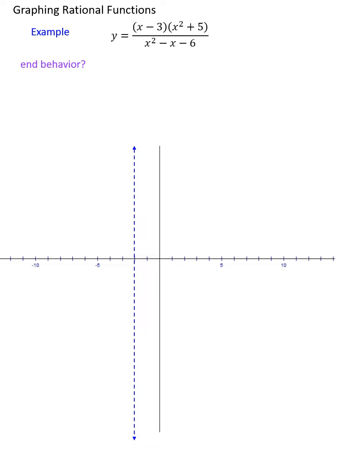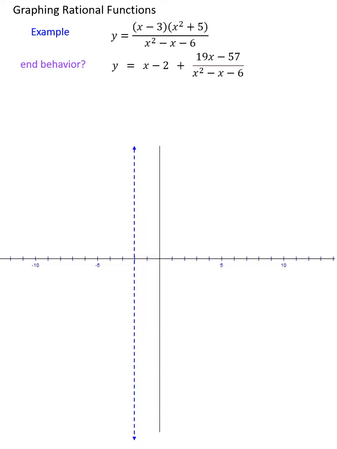Let's now go to our second feature, end behavior. End behavior requires us to do long division unless the denominator has a higher degree. But the denominator doesn't have a higher degree. The numerator is cubic and the denominator is quadratic or squared, and therefore we have to do the long division to determine the end behavior. Here's the result of the long division.